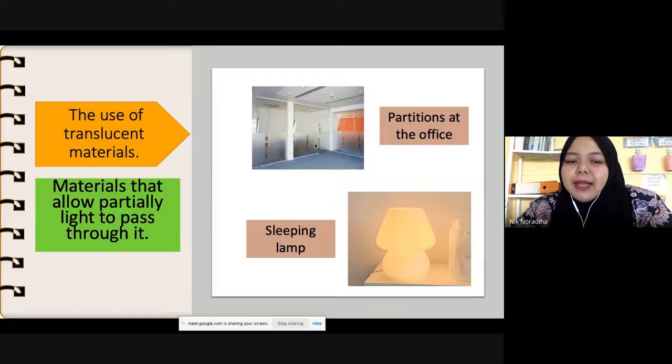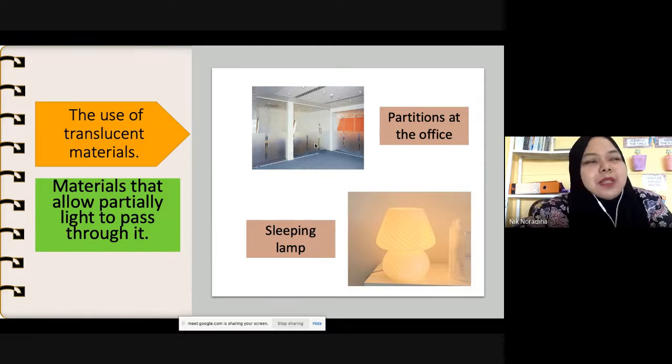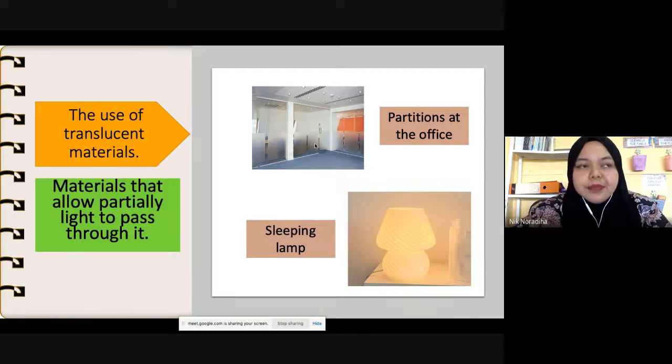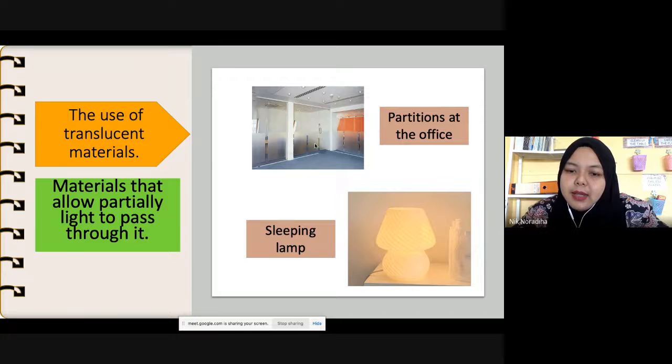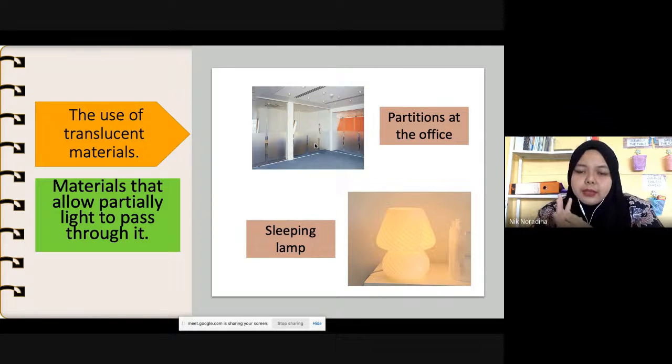Then the sleeping lamp, right? It can help to produce a better ambience, all right? Because if you wanna sleep, sometimes we don't really like a totally dark room, right? Even though a totally dark room is good for your sleep, some people cannot sleep in a dark room. So you can buy a sleeping lamp that has a translucent material to cover the bulb. It can help you to sleep better.